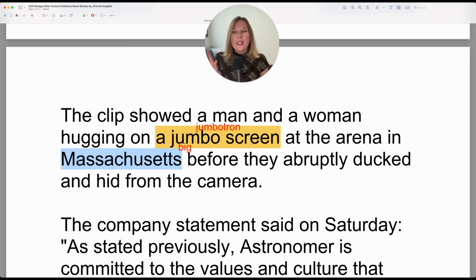Repeat after me. This may look difficult, so don't look at the word. Close your eyes and just listen to my pronunciation. Massachusetts.